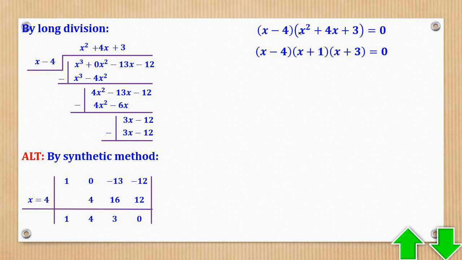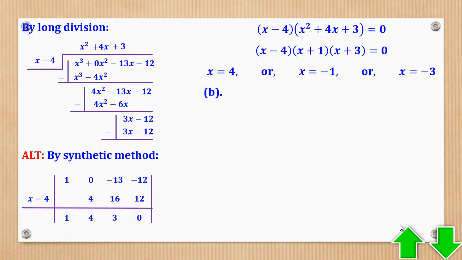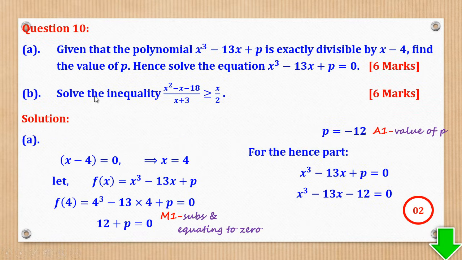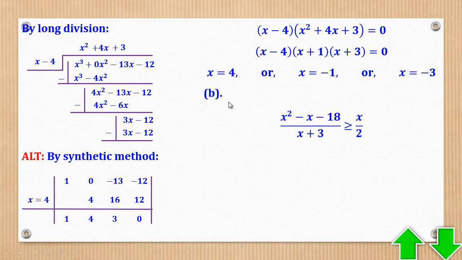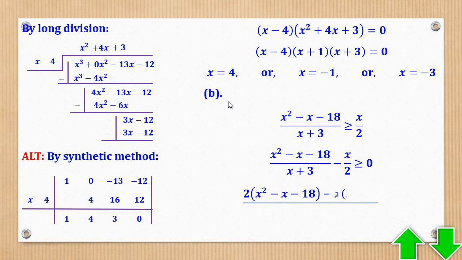So you have that, and when this is factorized, you get this. Therefore, the roots will be this, this, and that. And that's what they wanted. Then part B says solve the inequality, this one. So the first thing to do is to put everything on one side, then get LCM to combine into one quotient.